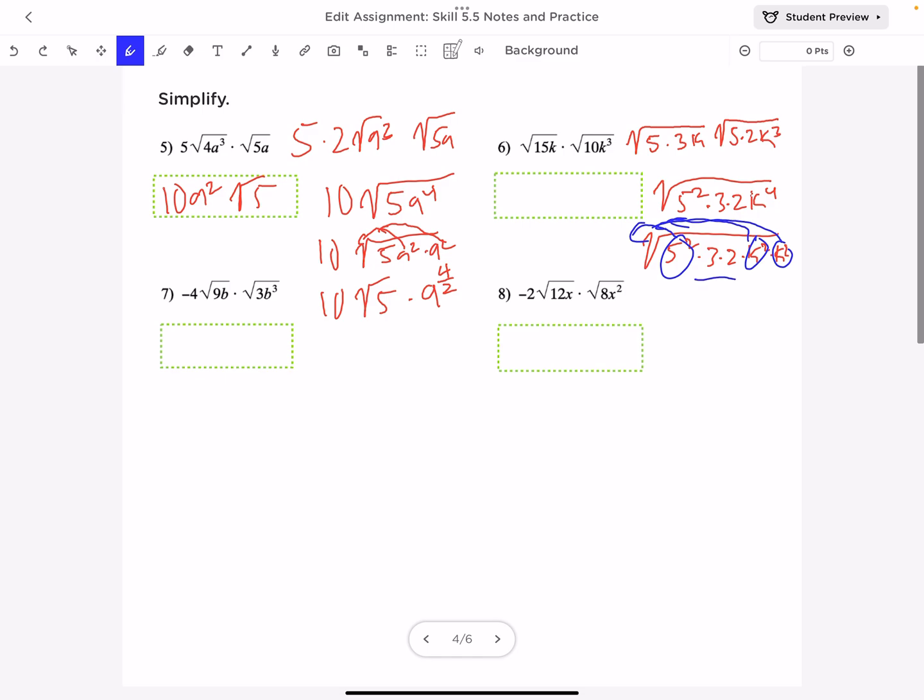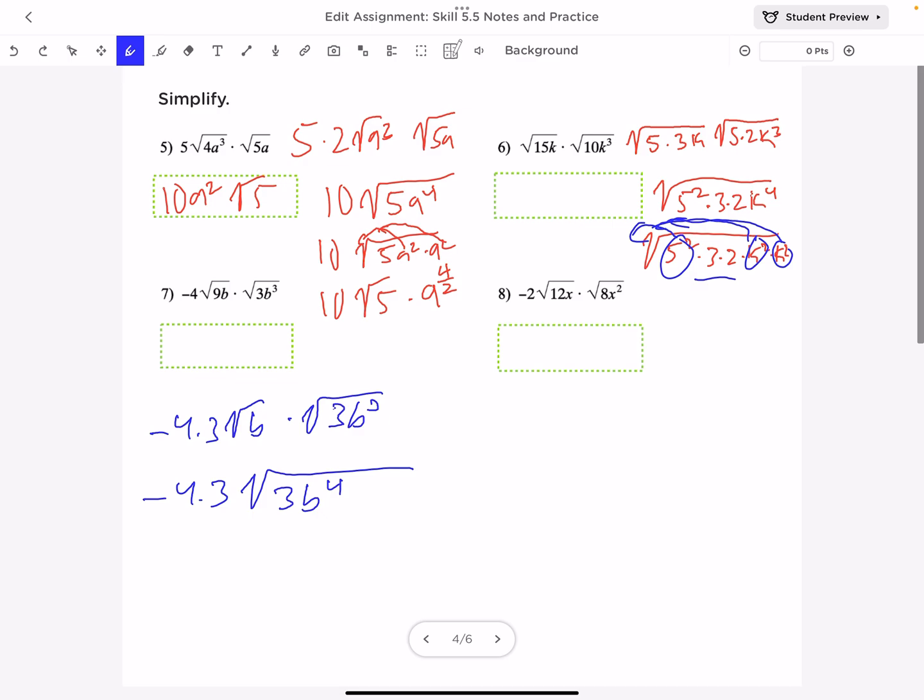For problem number 7, same thing, although this is interesting. Square root of 9, you could just go ahead and simplify the square root of 9, and that becomes minus 4 times 3 root b times square root of 3b to the 3rd. This is one where I think it's useful to then combine, so that's minus 4 times 3 on the outside, and then we have 3b to the 4th on the inside.